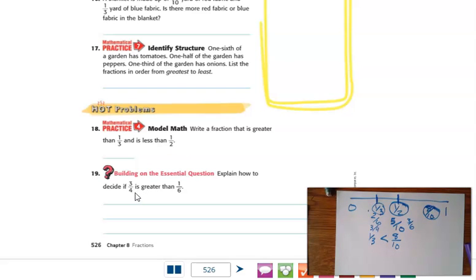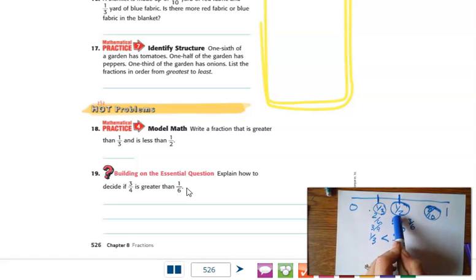How to decide if 3/4 is greater than 1/6? Okay, so we're going to use our benchmark of 1/2. 3/4 is going to go on one side of a half, and 1/6 is going to go on the other side of 1/2. So that's going to be how we can use our benchmark fraction of 1/2 to compare these two fractions.